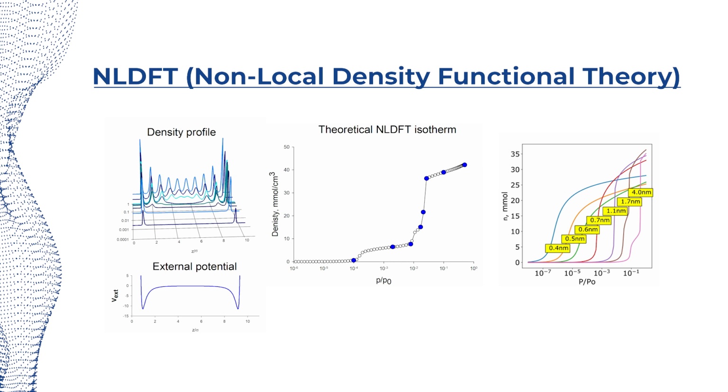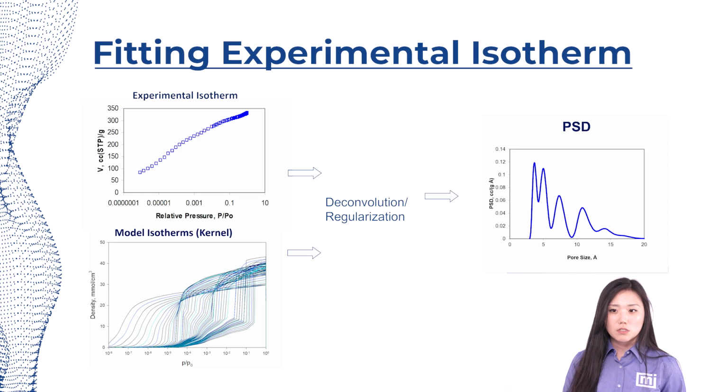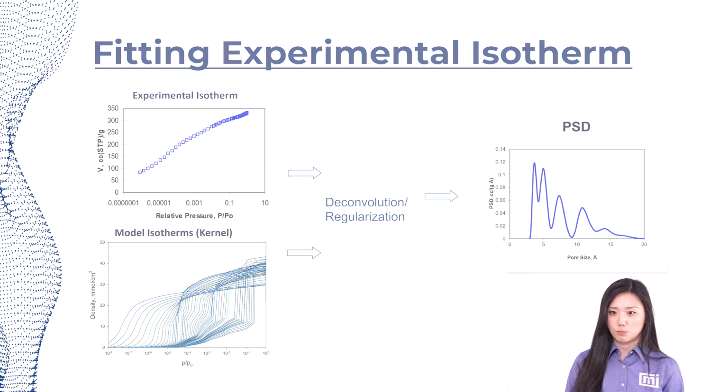So in this way, the theoretical isotherm for the slit-shaped pore is calculated for each possible pore size, such as 0.4, 0.5, 0.6 nanometers, and so on. In this manner, we have a family of theoretical isotherms, and this is called the kernel. When it comes to fitting the experimental isotherm, we can deconvolute the given isotherm based on the library of model isotherms that were calculated for the same analysis conditions, material, and pore geometry. Then we can go through the process of regularization to finally obtain the pore size distribution.